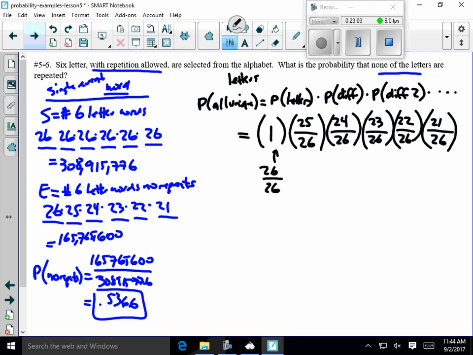The top of the fraction is going to be 26 times 25 all the way down to 21, and the bottom of the fraction is a bunch of 26s. So this turns out to be the same exact 0.5366 number. So you could either analyze it by looking at the letters and multiplying multiple events, or you can consider the entire word as the event and then analyze that as an equally likely cases scenario.